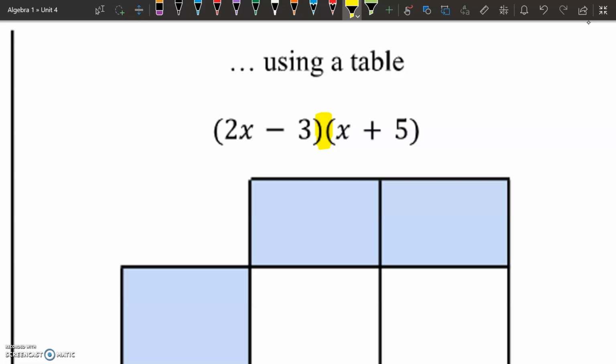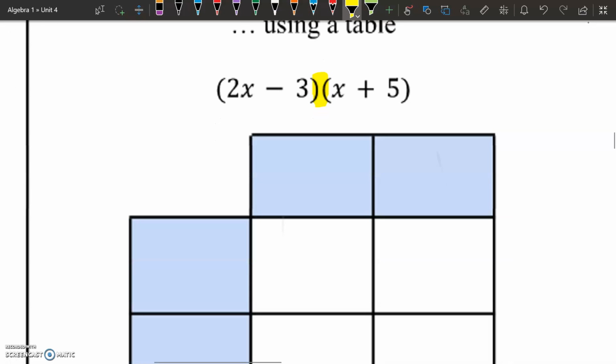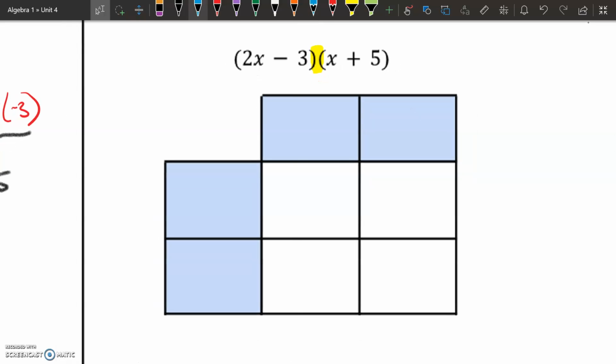In LT19, we talked about the sign that was in the middle here. We would have an addition sign, a subtraction sign. No sign implies that we are multiplying. That tells me that I am multiplying here.